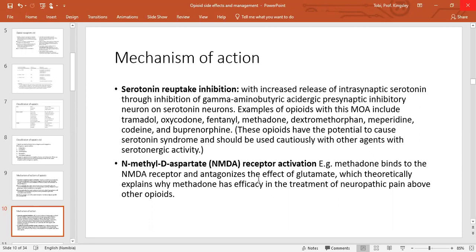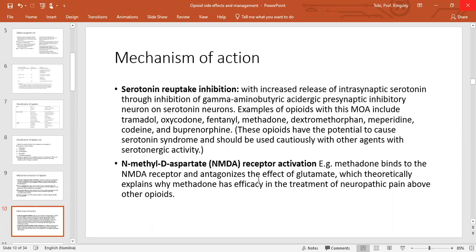Agents that have serotonergic activity, when combined with opioids, can have what we call serotonin syndrome. So opioids that have this mechanism of action include tramadol, oxycodone, fentanyl, methadone, dextromethorphan, meperidine, that's your pethidine, codeine, and others. So when you are prescribing this class of opioids, you should bear in mind that they may precipitate serotonin syndrome in patients who are taking agents with serotonergic activities.